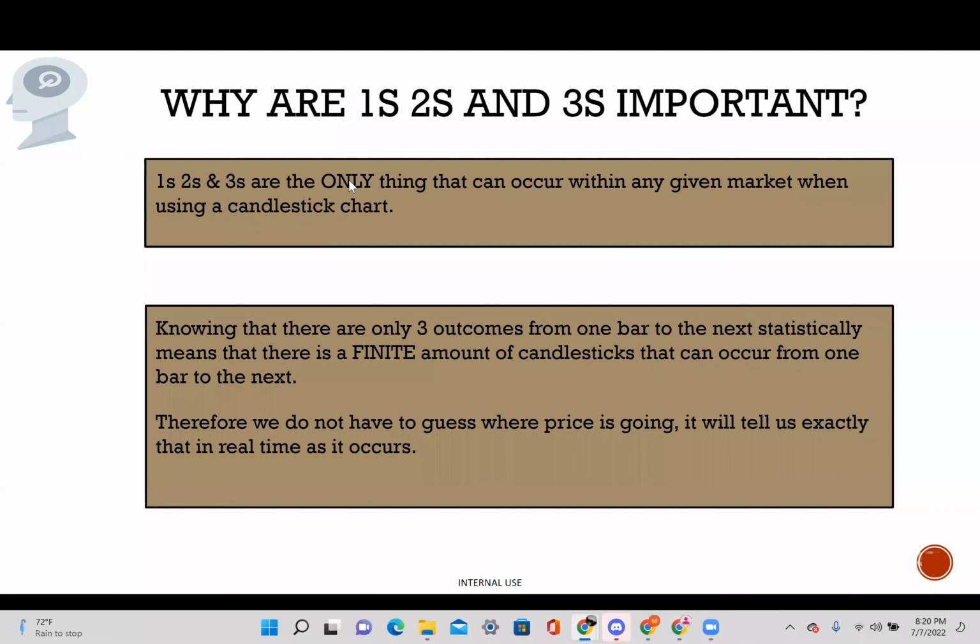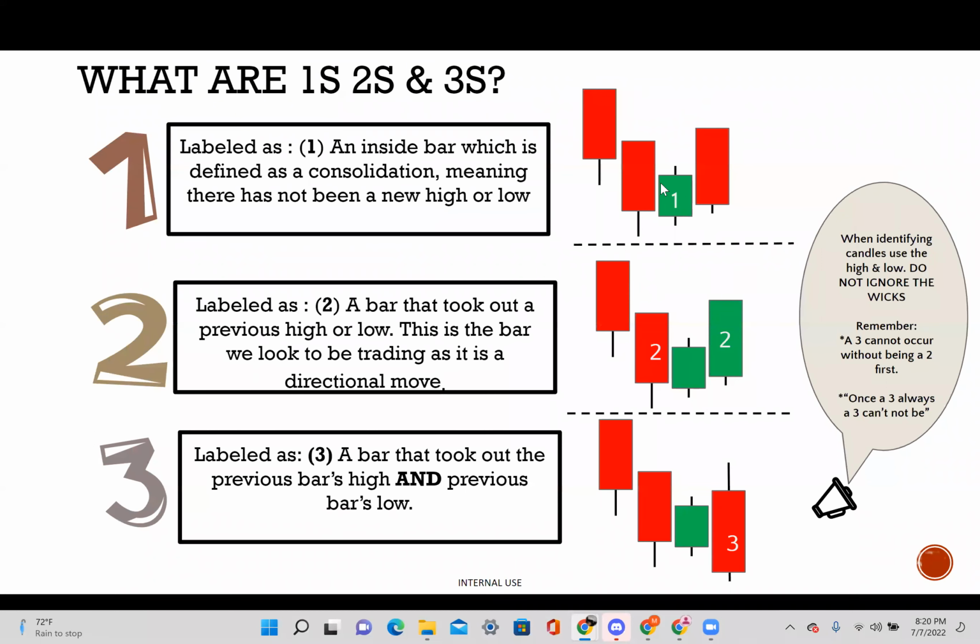So why are 1s, 2s, and 3s important? 1s, 2s, and 3s are the only things that can occur in any given market when using a candlestick chart, right? There are only 3 things you can see on a candlestick. There's only an inside bar, a consolidation period where we did not break the high or the low. That's one thing that can happen. The second thing is that the candlestick chose a direction, and it's going down for that period, at that given moment.